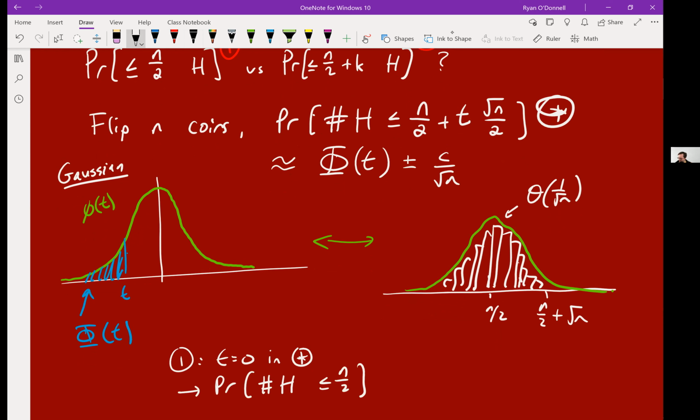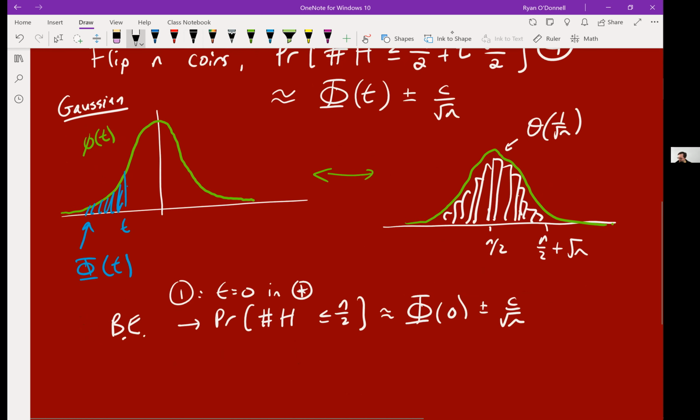I guess Berry-Esseen tells us that this is approximately phi of 0 plus or minus some constant over √n. And I guess phi of 0 we know, right? Phi of 0 is, does somebody want to say? Just a half. Yeah, it's a half. Okay, plus or minus c over √n. I guess we didn't really need Berry-Esseen for this, right? Because the probability of the number of heads being less than or equal to n/2. If n were odd, then n/2 would not be an integer and be right in the middle. So it'd be literally exactly half the probability, if n is odd.